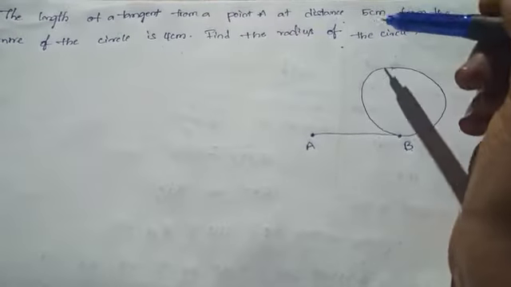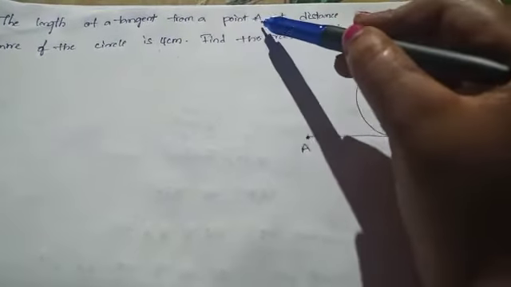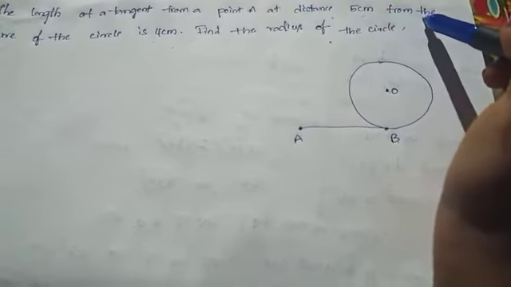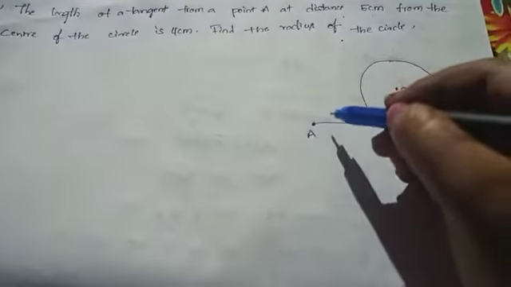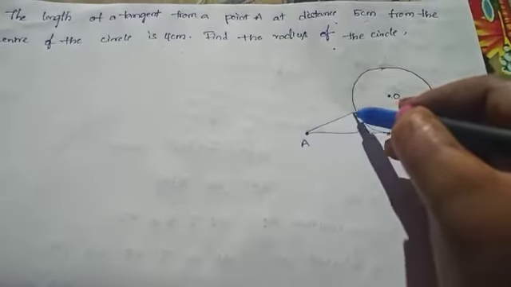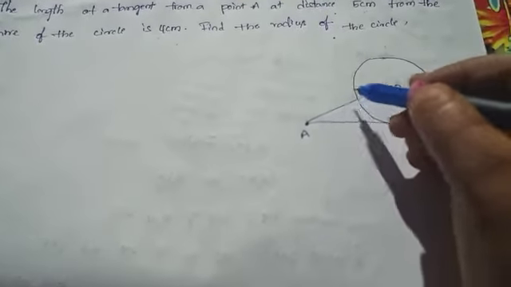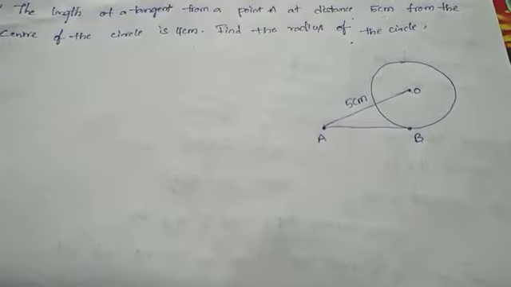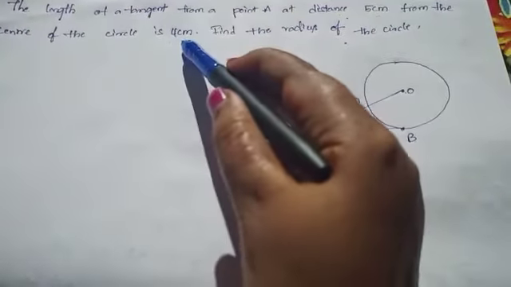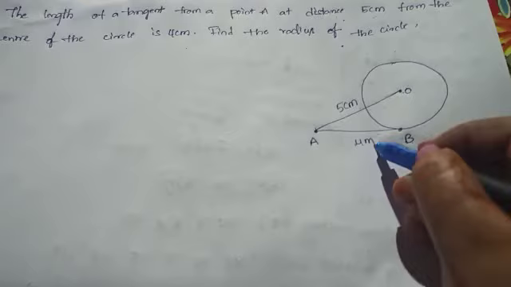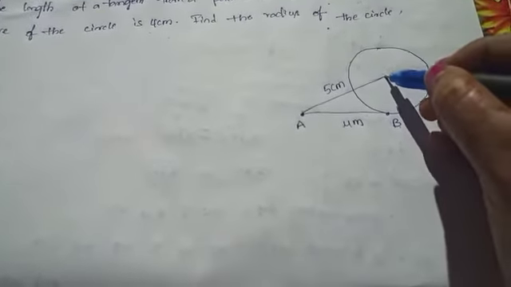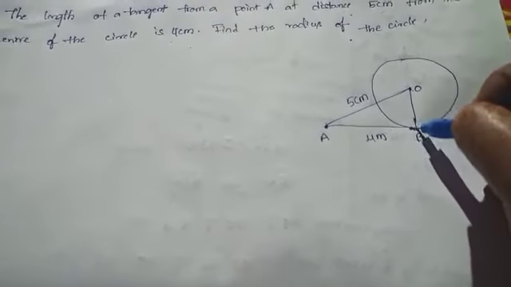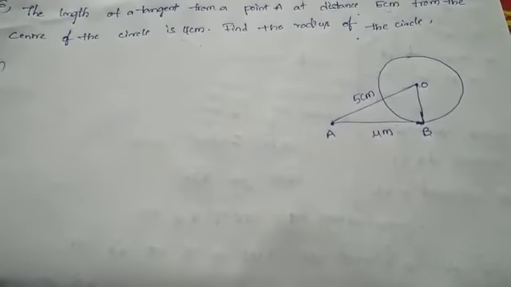And given a point at distance 5 centimeters from the center of the circle. A to O distance is 5 centimeters and the length of the tangent is 4 centimeters. Here we have to find the radius of the circle. Radius is OB.